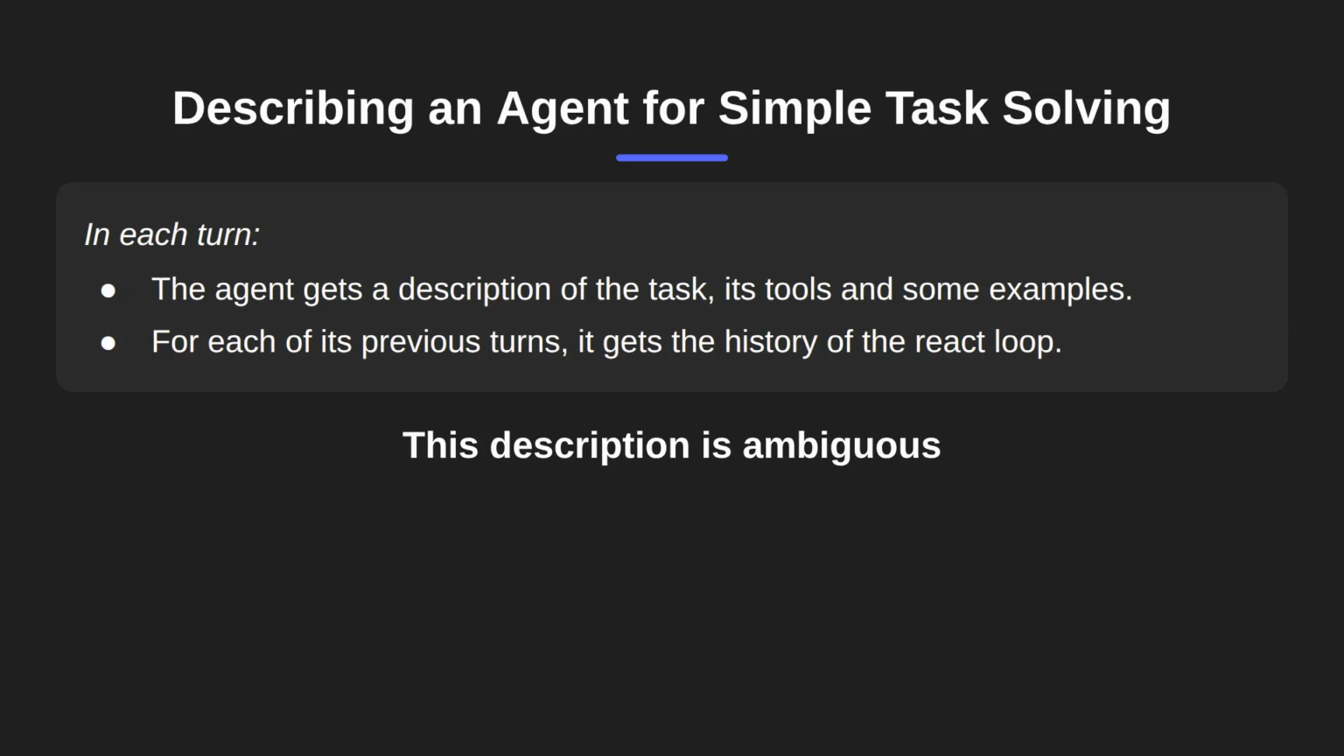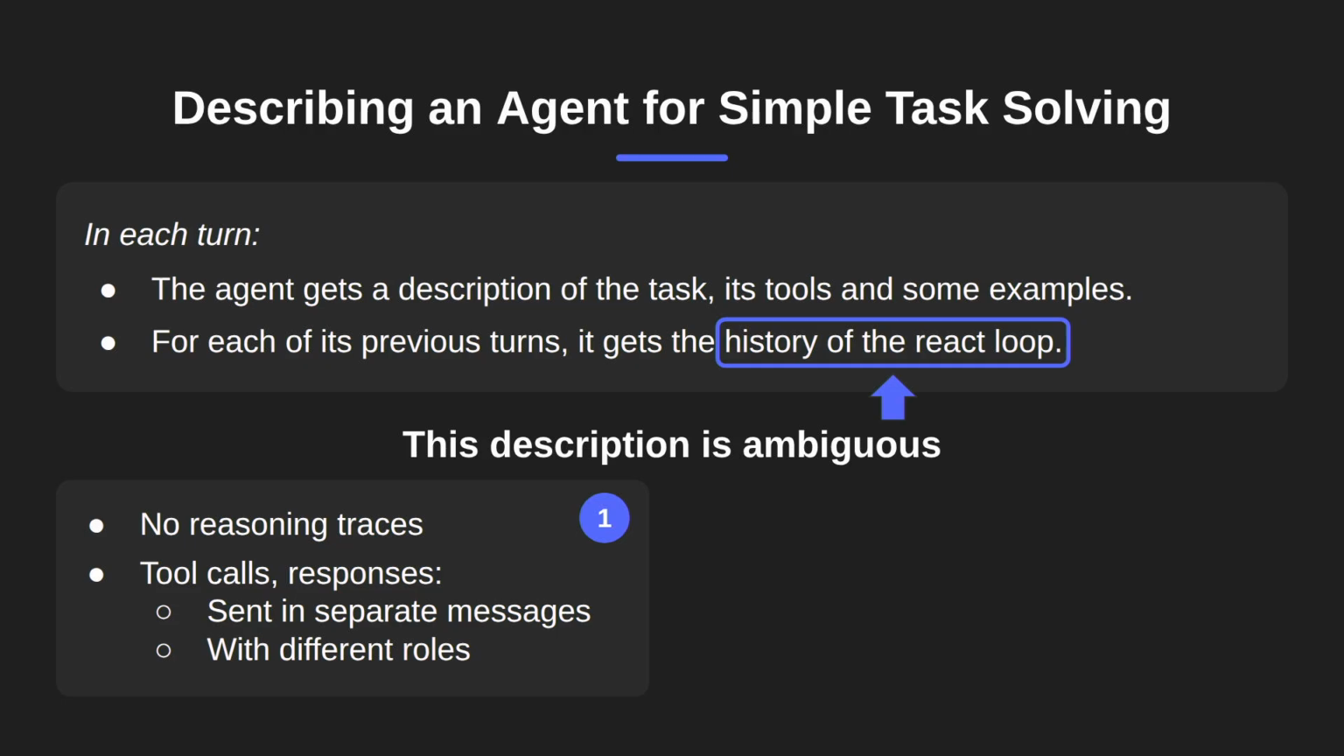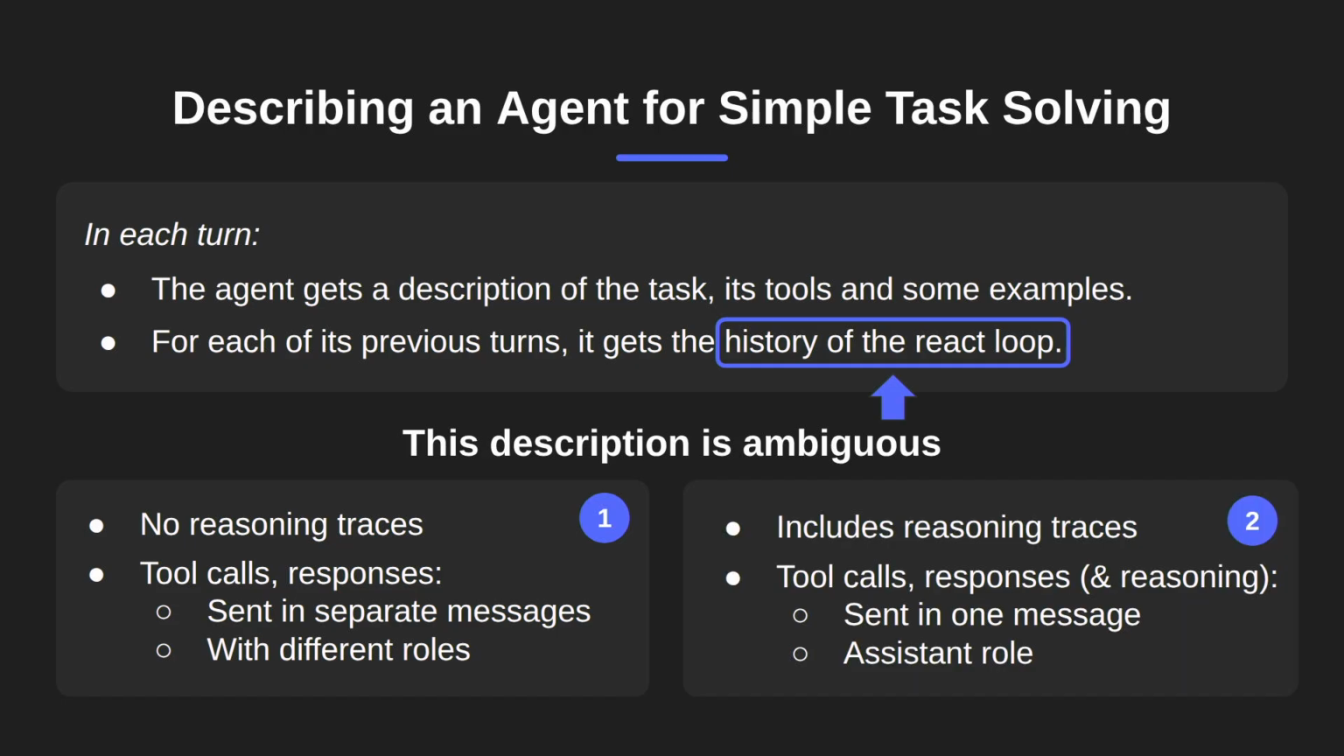Okay, but this description is actually ambiguous. If we zoom in on the words history of the ReAct loop, this can mean a lot of different things. We'll focus on 2 examples, although there are many more. So one option is that there are no reasoning traces, and tool calls and responses are sent in separate messages with different roles. And then the other option is that the history does include the reasoning traces, but this time the tool calls, responses, and reasoning are sent in one message with an assistant role. These two describe 2 very different implementations, and yet they can be inferred from the same textual description.